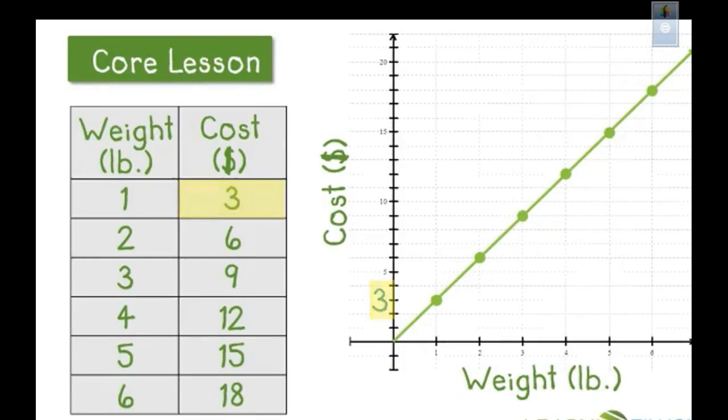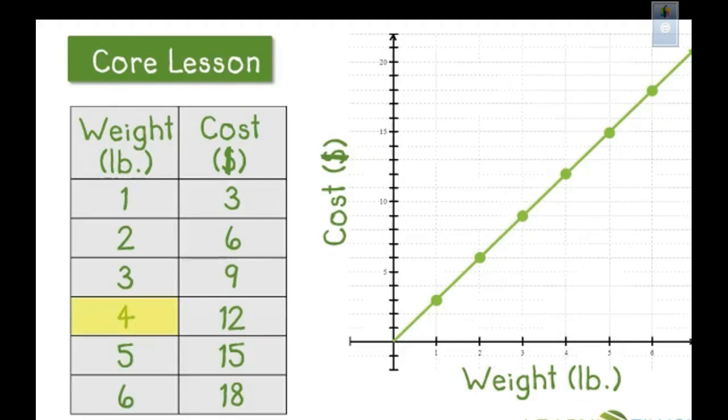Dollars per pound. Another possibility is to pick any ordered pair, such as 4 pounds cost $12, and divide. 12 divided by 4, again, gives you $3 per pound. So on that graph, another way of finding it is to pick an ordered pair, find the two numbers that the ordered pair represents, 12 and 4 in this case, and divide, and you get $3 per pound.